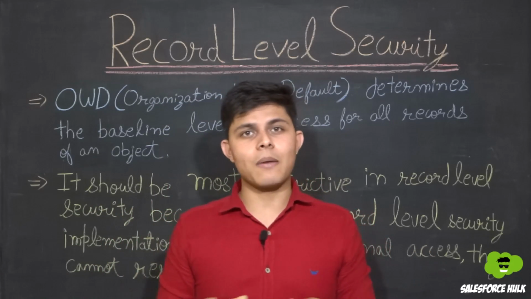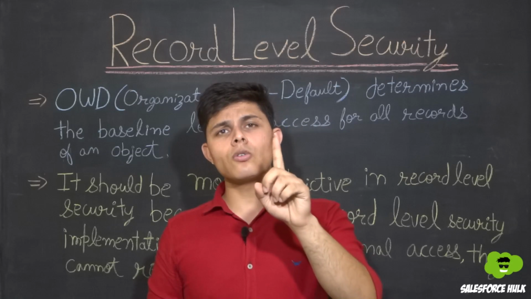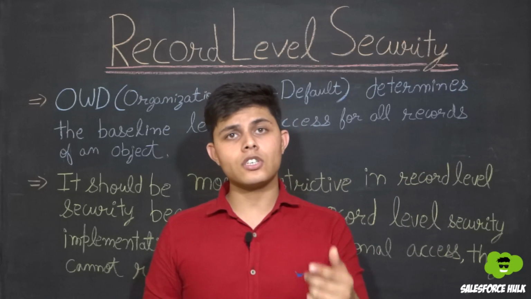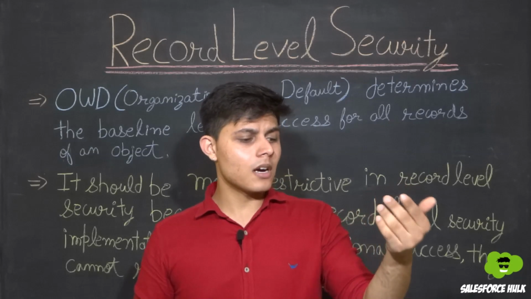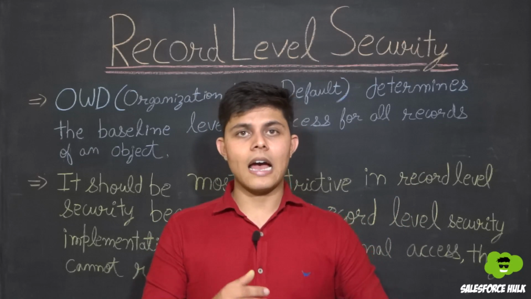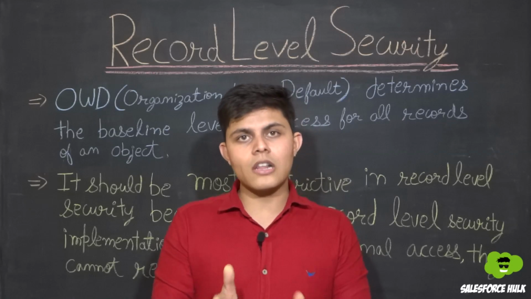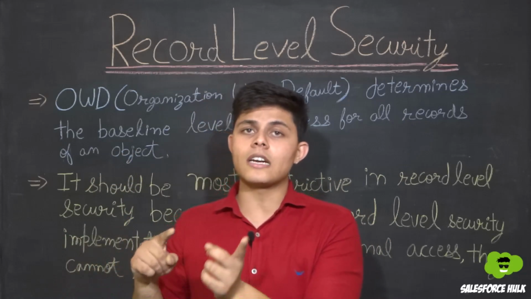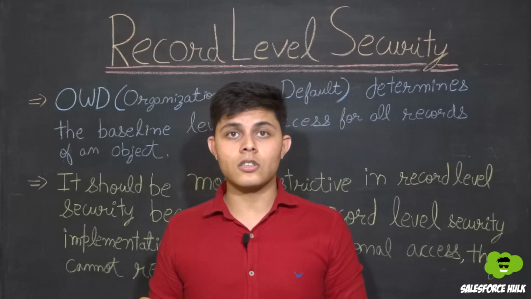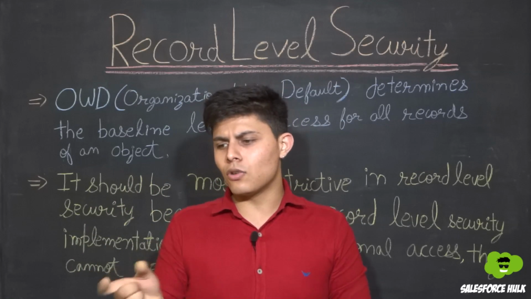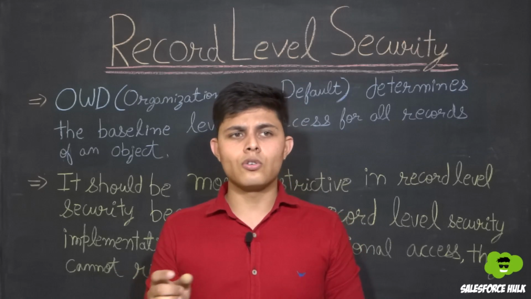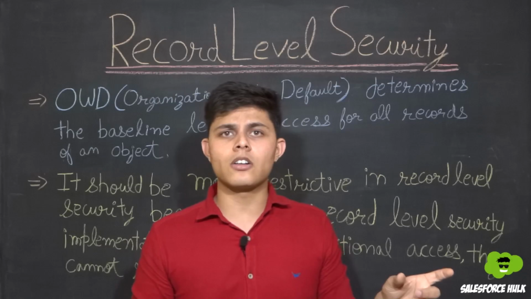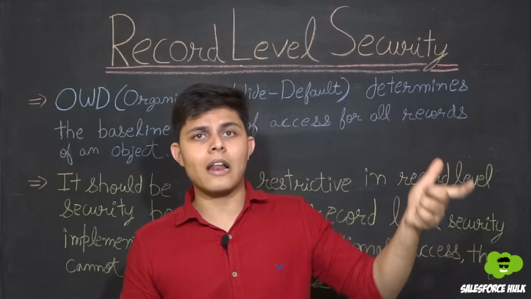Because let's take an example. You have 100 users. You want only a single user to not have access to view those records. In that situation, you'll have to set OWD as private, and you'll use role hierarchy or sharing rules to open up the access for the other 99 users in your organization. If you only want to restrict one user, you should set it public read only, and you'll be able to restrict the access for that particular user using role hierarchy, sharing rules, or manual sharing.